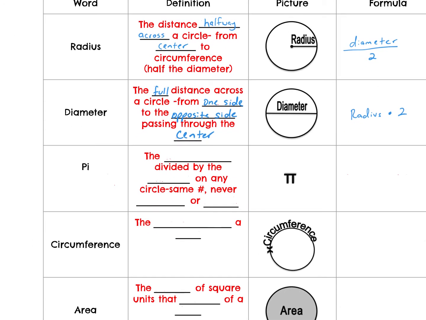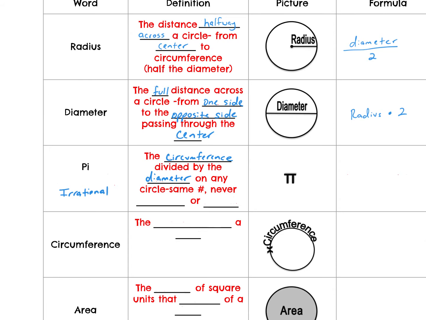Another vocab word that is important with circles is the term pi. The way pi has been calculated is it's the circumference divided by the diameter on any circle. Now this number is always the same, and it is irrational. So let's add the word irrational underneath it.